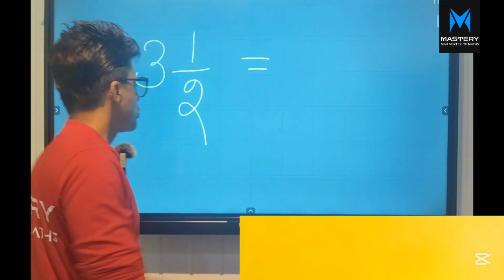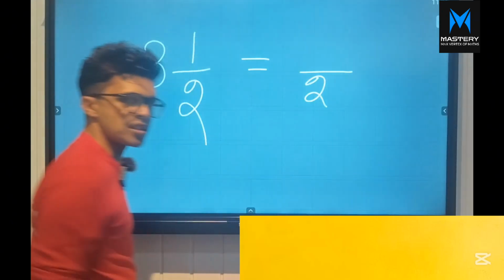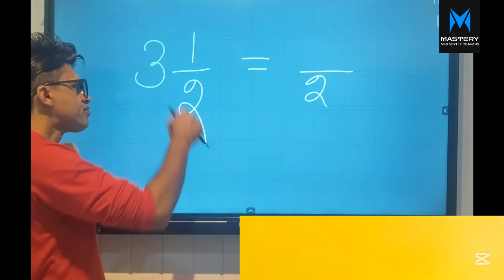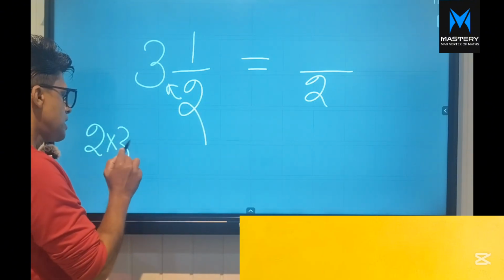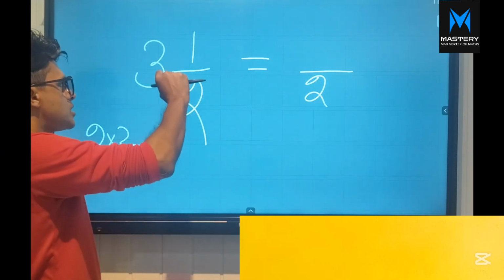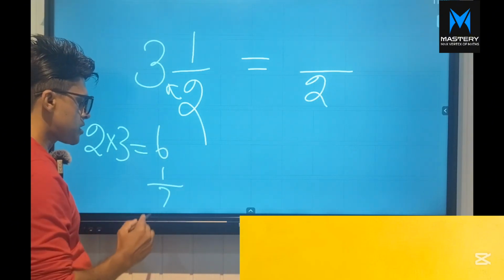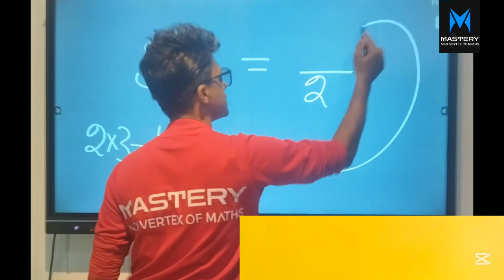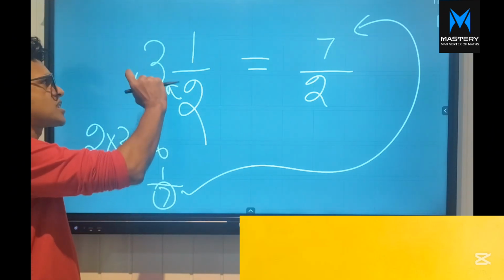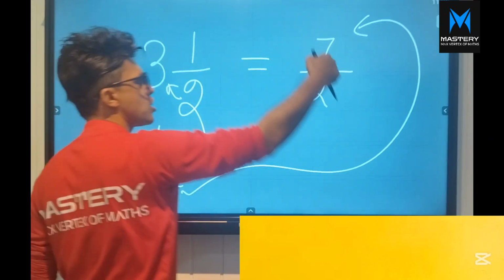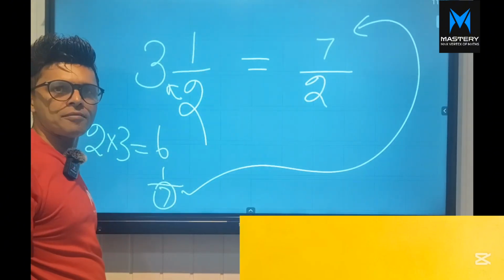So here the denominator is 2. That is not changed here. Denominator is 2. 2 times 3, 2 multiplied by 3, is 6. And 6 plus 1 is 7. That 7 we could write here. Right? So how did we get this 7 here? 2 times 3 is 6, 6 plus 1 is 7. Then 7 over 2. This is the related improper fraction of 3 and a half.